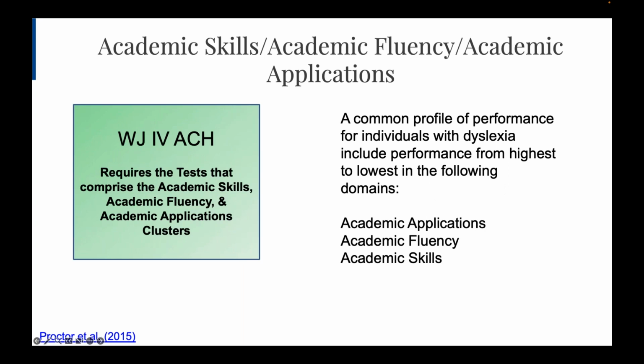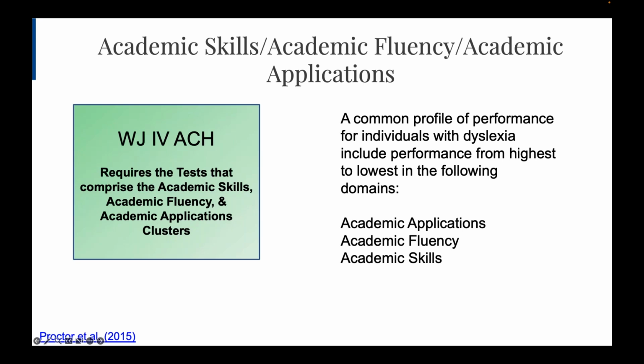Another variation to consider, and this is where some of these additional resources could come into play when you're engaging in your evaluation. Proctor and others, and I have the assessment bulletin linked at the bottom left-hand side of the slide, talk about how individuals with dyslexia commonly evidence this pattern in which they have higher scores on tasks of academic applications, so applied academic skills. Then they tend to have their academic fluency skills fall under that, with academic skills or basic academic skills being the least developed.